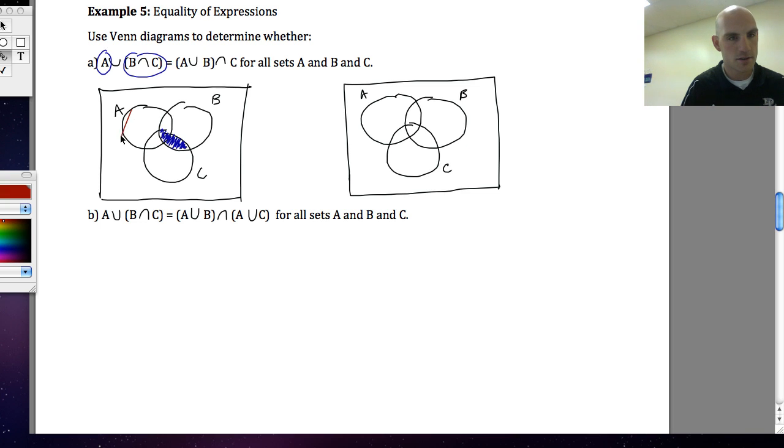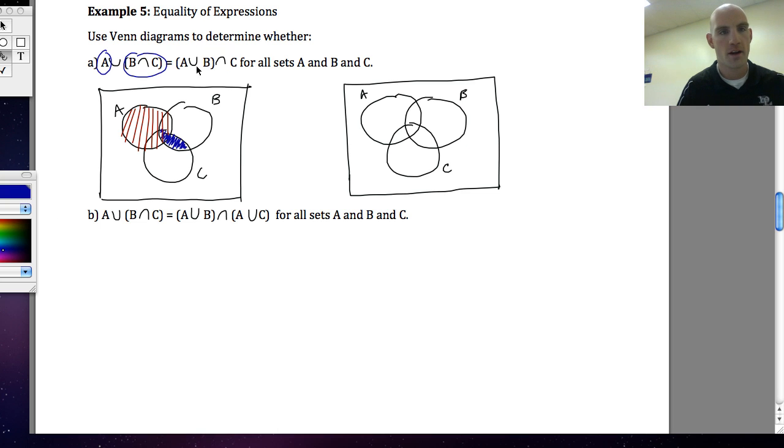So I need to color everything in A. And when I do this, notice what happens. Here's everything in A. So it looks like this circle with a little bit of a tail off of it. Now, if these sets are truly equivalent, then this second one is going to look exactly like that. So let's see what we get when we do that one.